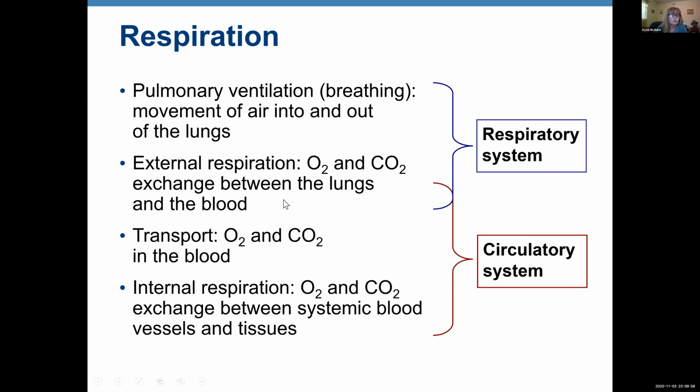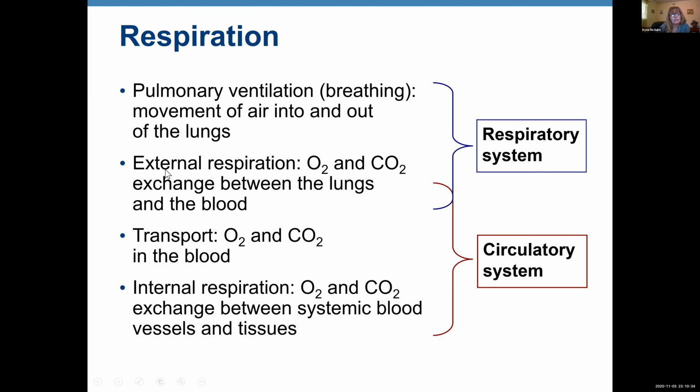And then we have external respiration: oxygen and carbon dioxide exchange between the lungs and the blood. These 2 functions are functions of the respiratory system. Another process is transport of oxygen and carbon dioxide in the blood. And the last one, internal respiration, is oxygen and carbon dioxide exchange between systemic blood vessels and tissue. This is the job of the circulatory system.